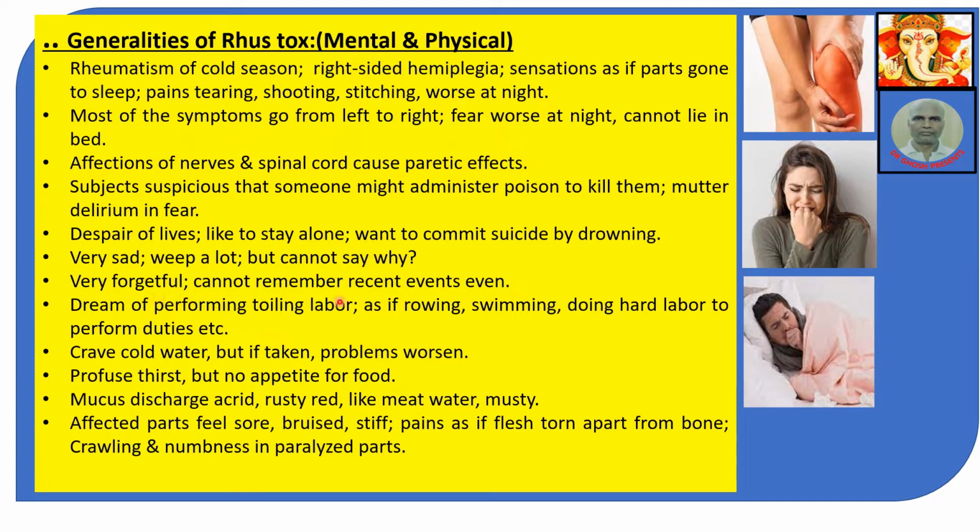Very forgetful, cannot remember even recent events. Dream of performing toiling labor as if rowing, swimming, doing hard labor to perform duties, etc. This type of dreams come to him during night. Crave cold water, but if taken, problem worsens. Profuse thirst, but no appetite for food. Mucus discharge acrid, rusty red like meat water and musty. Already this is said before. Affected parts feel sore, bruised, stiff, pain as if flesh torn apart from bone, crawling, numbness in paralyzed part.